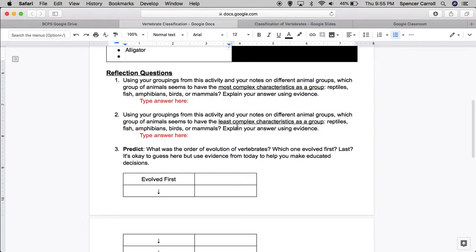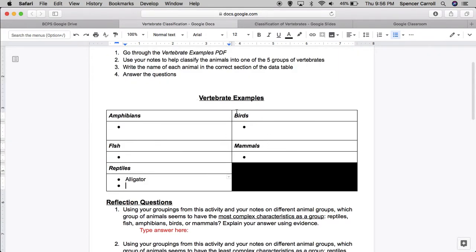Most students have trouble answering these questions, so it bears explaining a bit. First one says, using your groupings from this activity and your notes on the different animal groups, which group of animals seems to have the most complex characteristics as a group? Now, what that means is when you look at the group of organisms, amphibians, birds, fish, mammals, and reptiles, are the organisms in those groups mostly the same? Or does the group have many different characteristics? Is there a group that has more complexity to the characteristics within that group?